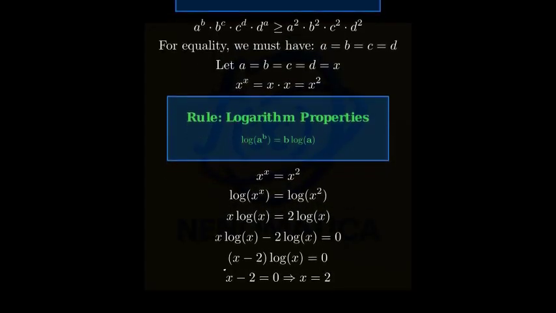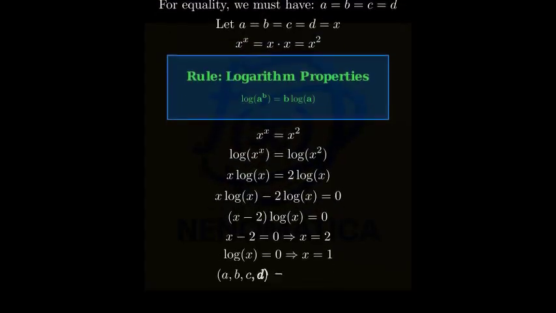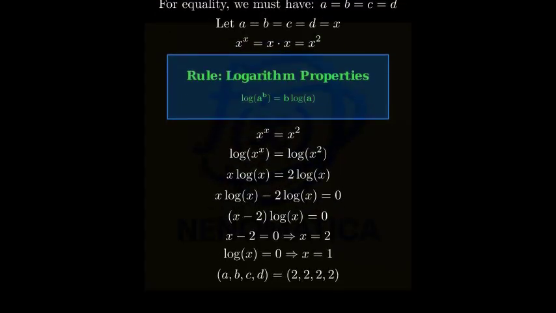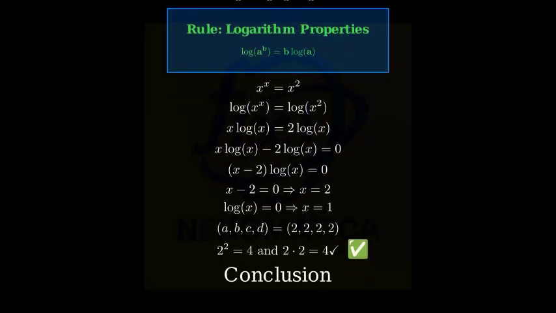This gives us two possible solutions. Either x minus 2 equals 0, so x equals 2, or log x equals 0, which means x equals 1. But we already know the solution when x equals 1. Let's check x equals 2. If A, B, C, and D all equal 2, then 2 to the power of 2 equals 4, and 2 times 2 equals 4. Check mark. So this works.